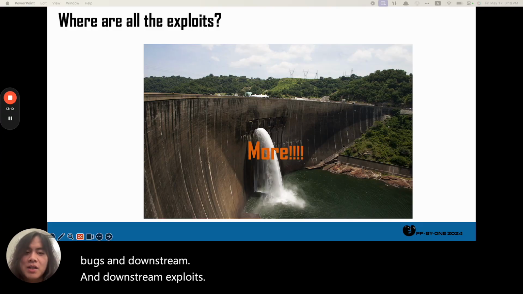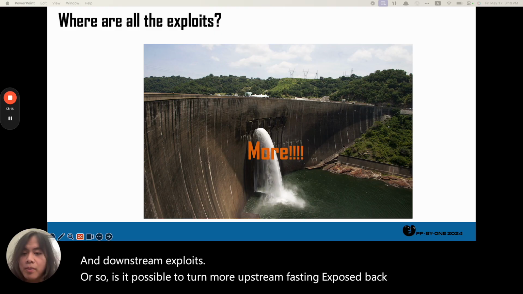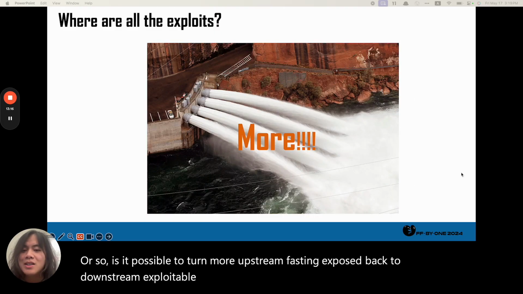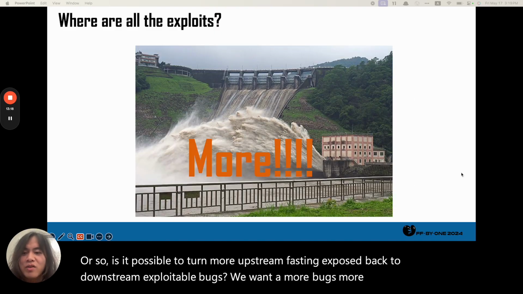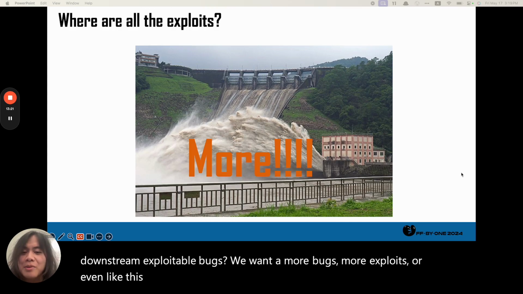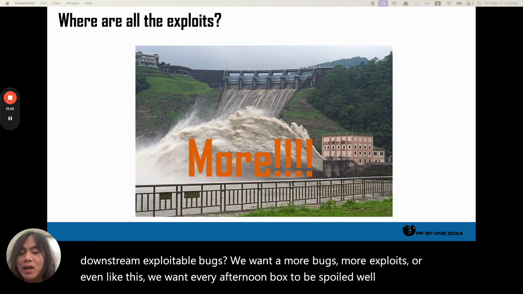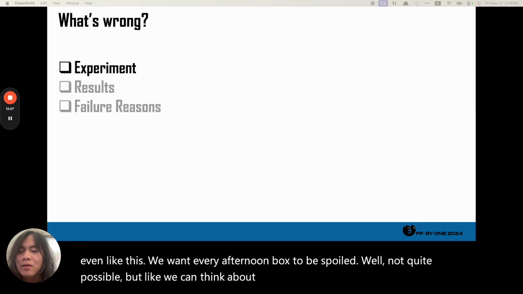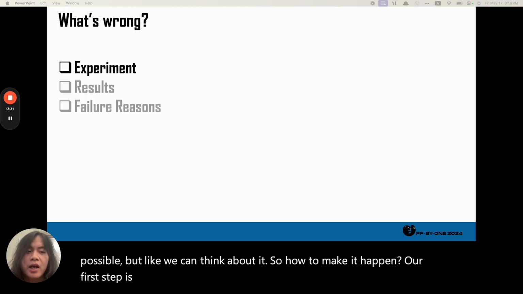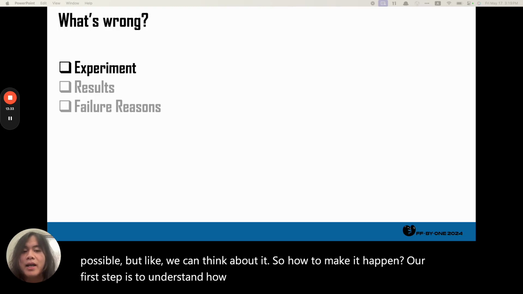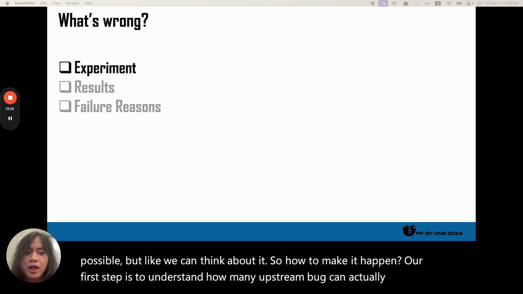So is it possible to turn more upstream fuzzer-exposed bugs into downstream exploitable bugs? We want more bugs, more exploits, or even, we want every upstream bug to be exploitable. No, that's not quite possible, but we can think about it. So how to make it happen? Our first step is to understand how many upstream bugs can actually be reproduced in downstream kernels.